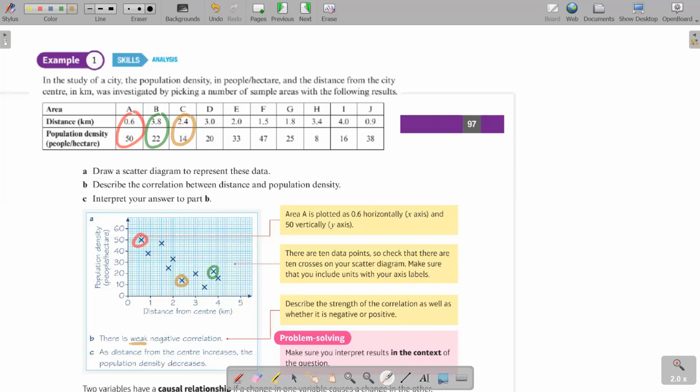So you can clearly see there is a relationship. There is a weak negative relationship, a weak negative correlation. The word you should use is correlation, and therefore the population density is decreasing when the distance from the city center increases, right, guys? So this is a very basic assessment that you can do.